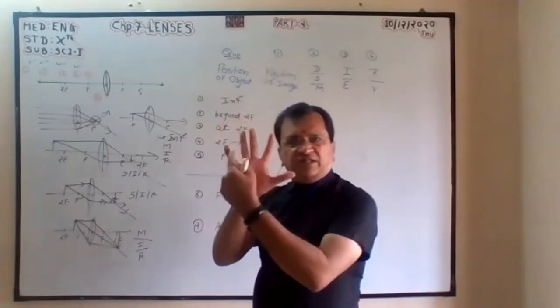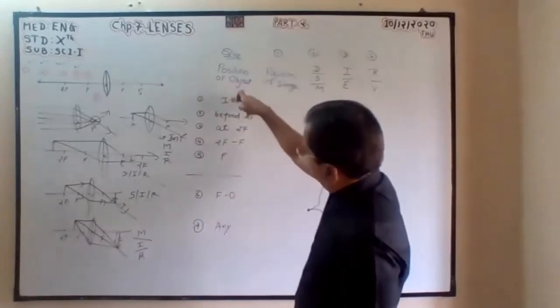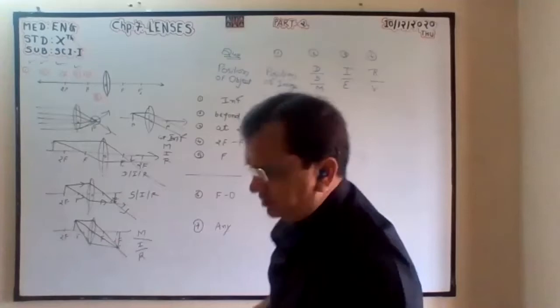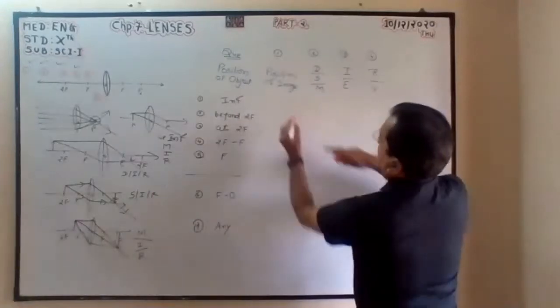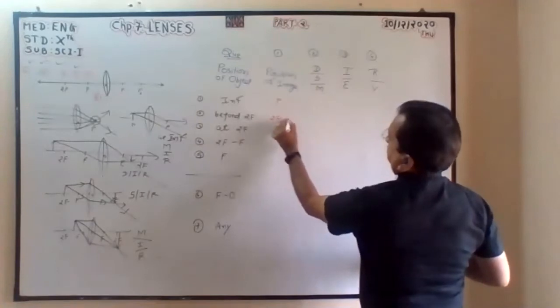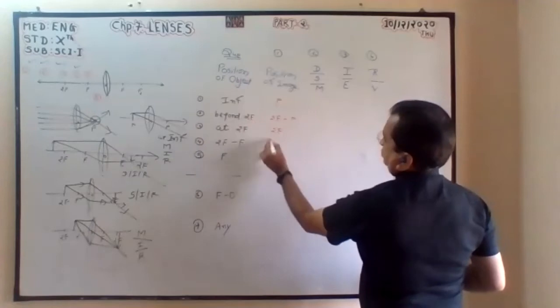So 1, 2, 3, 4, 5. This we have written. Now write this 1, 2, 3, 4, 5 in reverse order. This you will write here at F. This you will write here. This you will write the same. This you will write here.